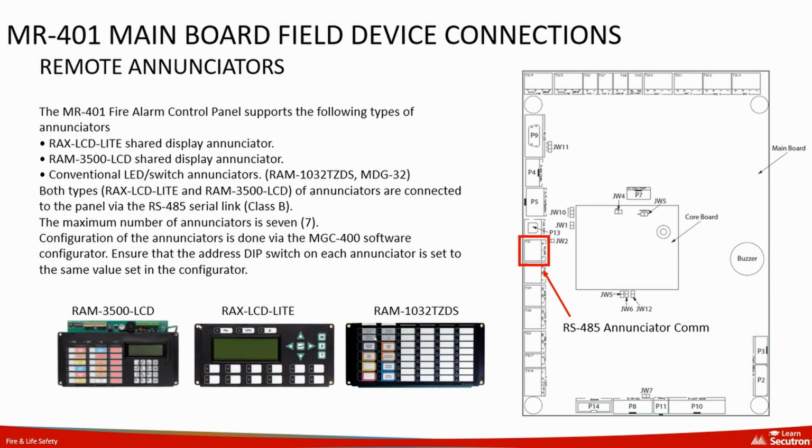The panel supports several annunciator models, including the RAX LCD Lite, RAM 3500 LCD, along with the RAM 1032 and MGD 32 conventional LED annunciators. These devices connect to the panel via the RS-485 serial link, which operates in a Class B configuration. The system can support up to 7 annunciators, and their configuration is managed through the configuration software. It's essential to match the address dip switch on each annunciator to the corresponding value set in the configuration for proper system recognition and operation.